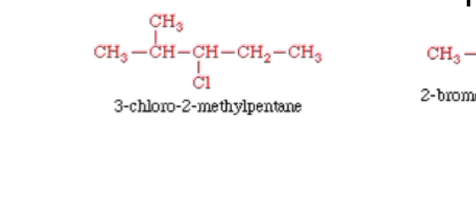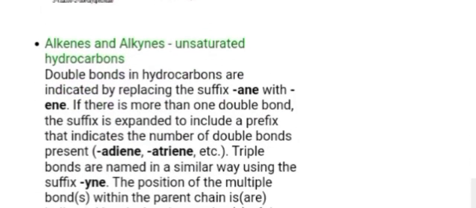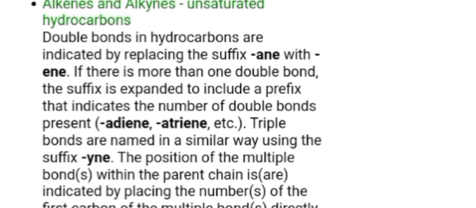Now let's look at how to name these other ones, the rules for naming alkenes and alkynes, all these unsaturated compounds. Alkanes are saturated, while alkenes and alkynes are unsaturated. Double bonds in hydrocarbons are indicated by replacing the suffix "ane" with "ene." I've already explained that. If there is more than one double bond, take note of this.